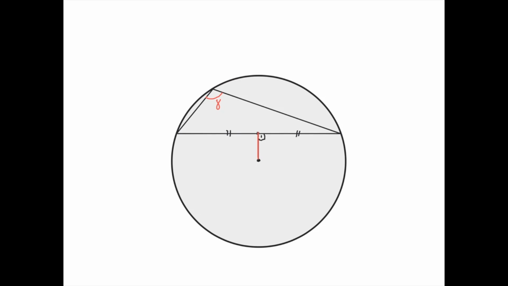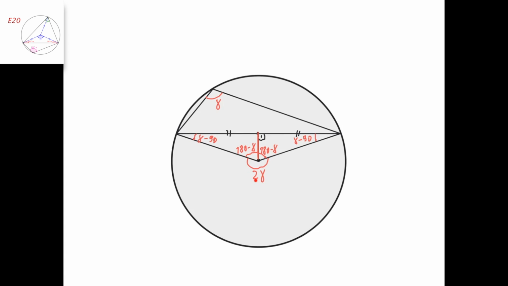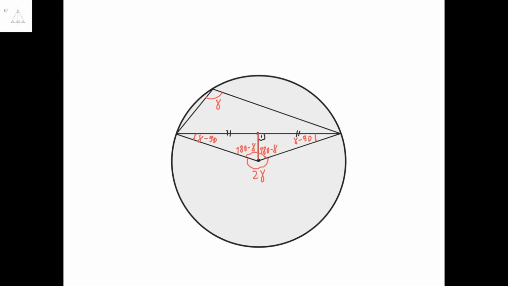But what happens when angle gamma is obtuse? Then what's the distance between the center of the circle and the midpoint of this side? As we know, when gamma is obtuse, this angle here that corresponds to this arc is twice as much as gamma, so 2 times gamma, and then this angle equals 180 minus gamma, and this angle equals gamma minus 90.